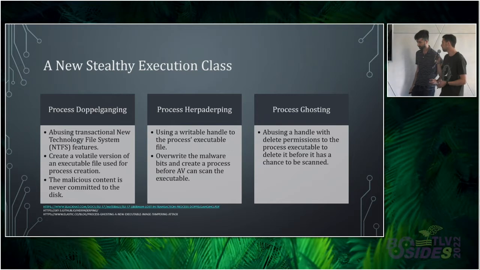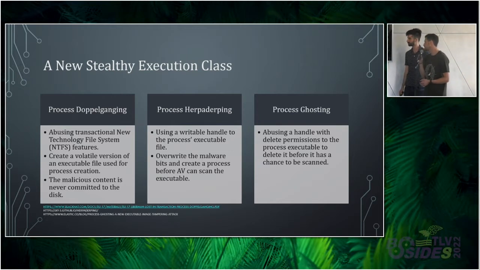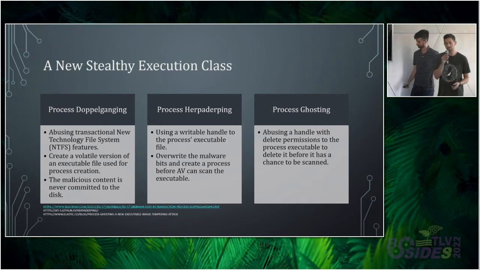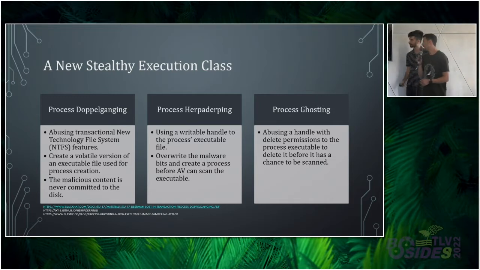There's a bunch of examples we observed in the last few years. One of them is called Process Doppelgänging, for example, which uses NTFS transactions. Basically, they create a file with a transaction context. They overwrite a benign file with a malicious one, and they create a process from that file. But before they start the execution of the process, they roll back the NTFS transaction, and they never commit it to the disk. So the real content isn't really committed. Another technique we've seen in the wild is called Process Herpaderping.